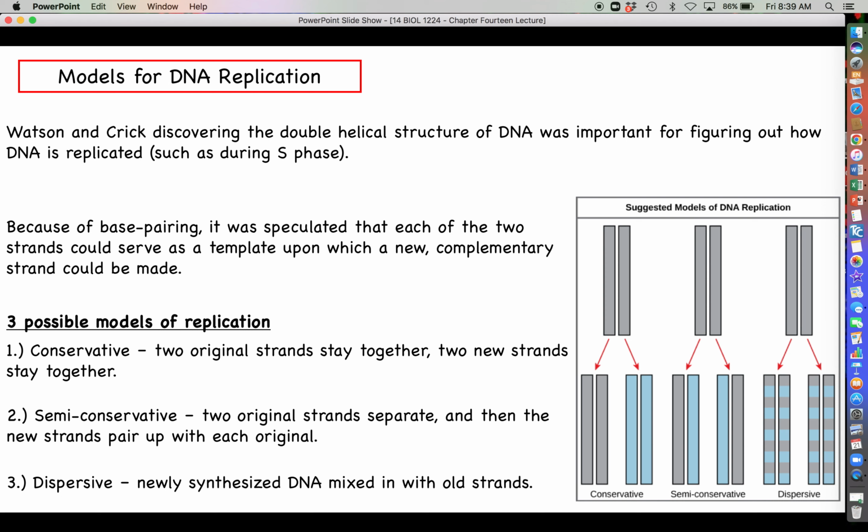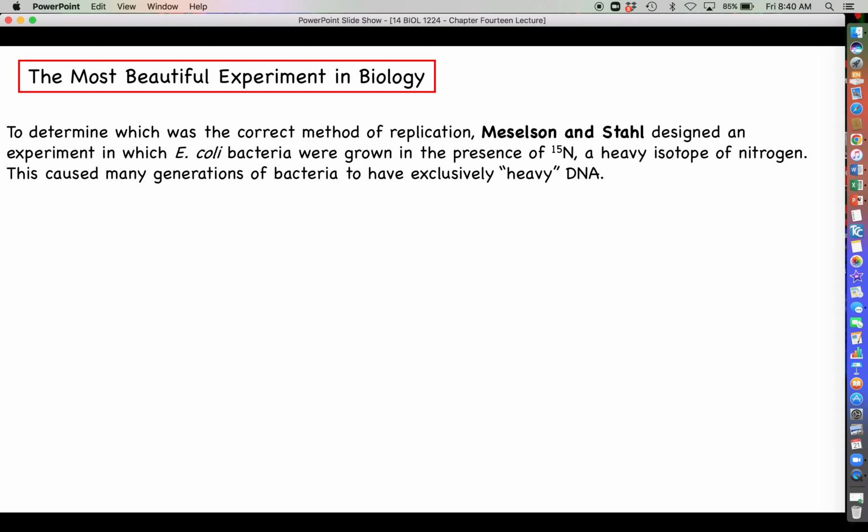Now, distinguishing between these three possibilities ended up being very, very difficult, which is why the next experiment that we're going to discuss, which was performed by Meselson and Stahl, is sometimes called the most elegant or most beautiful experiment in biology, not because of physical attraction or any other reason why you would normally use the word beautiful, but for how elegant its design is and how perfect it is in distinguishing between all of these possibilities. So like I said, to help us determine which was the correct method, Meselson and Stahl designed this most beautiful experiment in which they grew E.